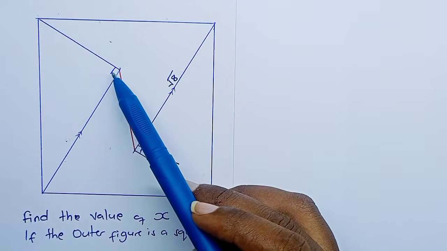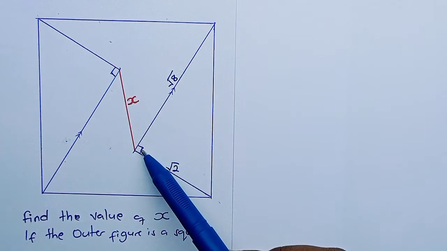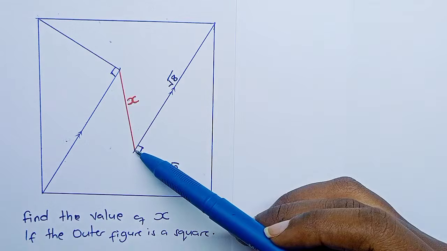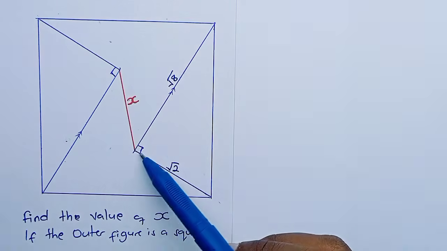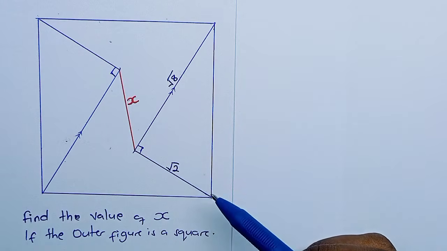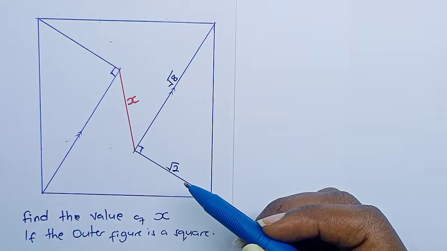And these angles are 90 degrees. This is 90 degrees. This is also 90 degrees. And this length here of this line is √8, while this length is √2. So with that information, how do we find the value of x?